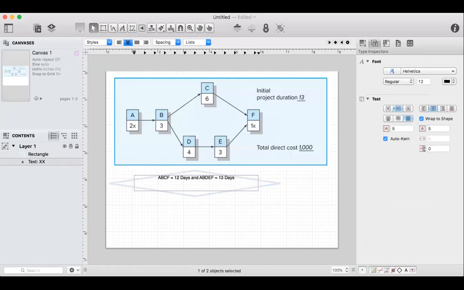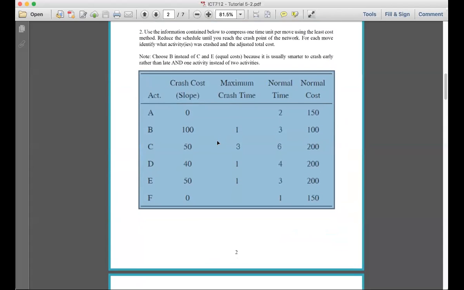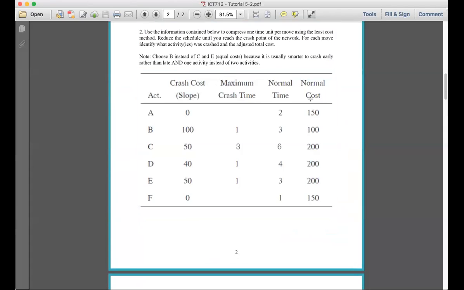A, B, D, E, F. Okay, so we know that 13 days equal, what's the cost? We know that it's $1,000. Can anybody tell me how I got the $1,000 from this picture here? We add the normal cost. We add all the normal costs together, we get the total information.